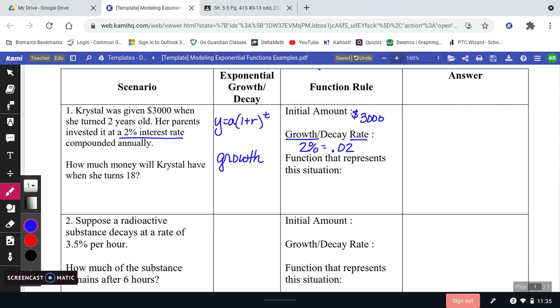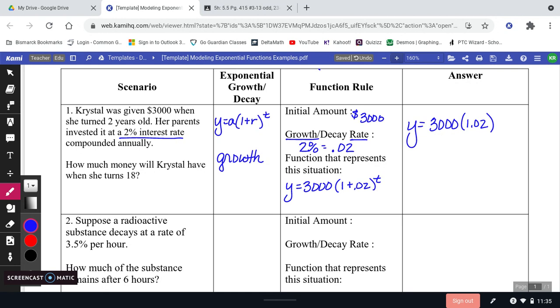Okay, so my function, what is my equation going to look like? Well, it's going to be $3,000. Remember, a is the initial amount, times 1 plus 0.02 to the t power. Okay, so 3,000 times 1.02. Okay, now remember the 1 represents 100%. So that's the original amount, the original $3,000. And then the plus 0.02 is that extra interest that you are earning.